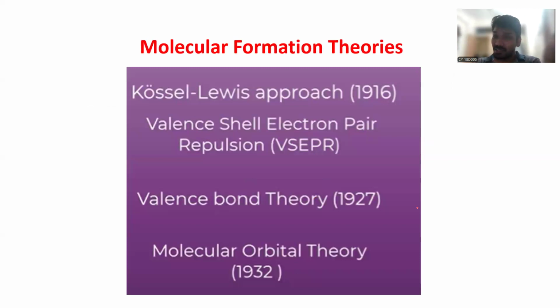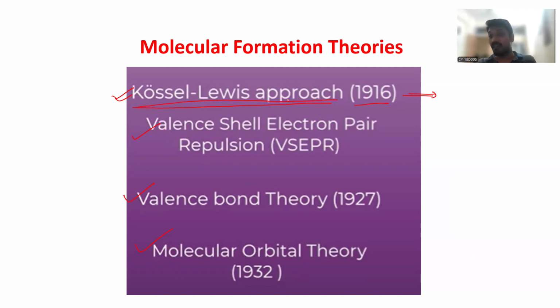Now, there are so many theories which were developed regarding molecule formation and bond formation. The very first theory was the Kossel-Lewis approach. It was a time in 1916 when the classical approach to the atom was there, when Bohr described the structure of the atom. At that time this approach came. Then the valence shell electron pair repulsion theory, this is the second theory. Then valence bond theory. Then molecular orbital theory. These theories we are going to cover later. But today we are going to discuss the Kossel-Lewis approach.